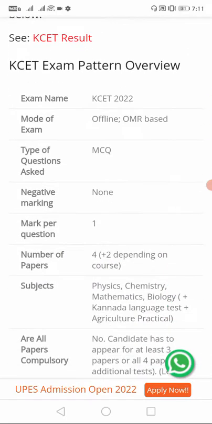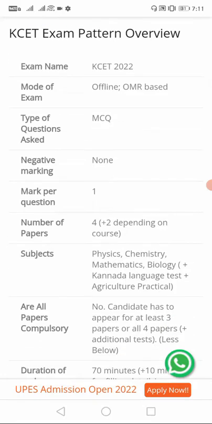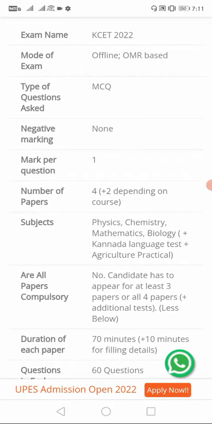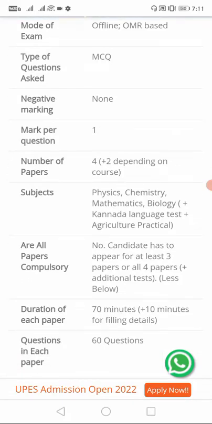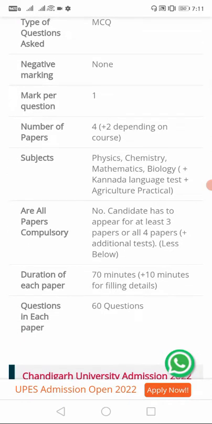Exam name: KCET 2022. Mode of exam: offline, OMR based, which means you should fill the bubble while marking the answers, and also your name and register number. You should take a black colour ballpoint pen to the exam. Type of questions asked is MCQ, multiple choice questions. You need not write anything, descriptive is not there, you just choose any one answer out of 4, no negative marking. For each question you will have 1 mark.